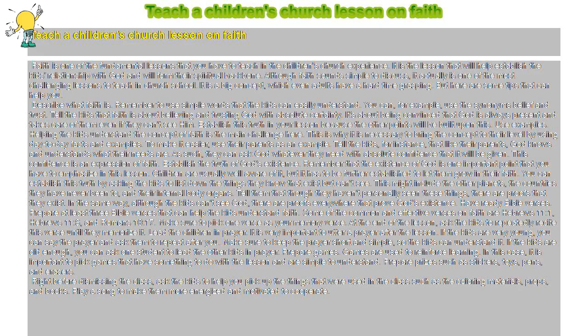Teach a children's church lesson on faith. Faith is one of the fundamental lessons that you have to teach in the children's church experience. It is the lesson that will help establish the kids' relationship with God and will form their spiritual backbone.